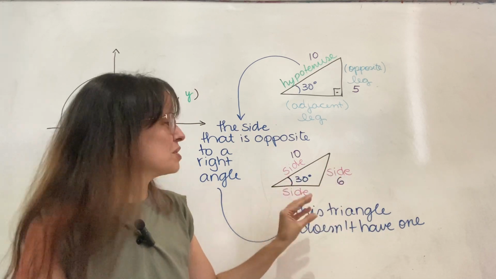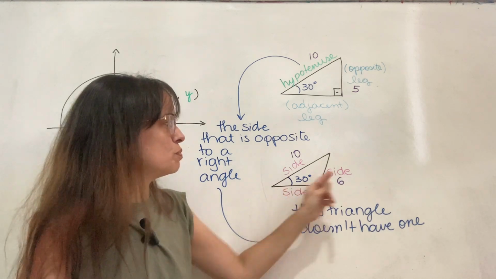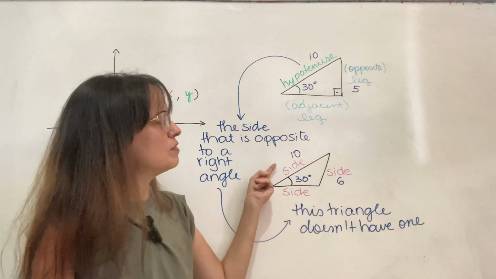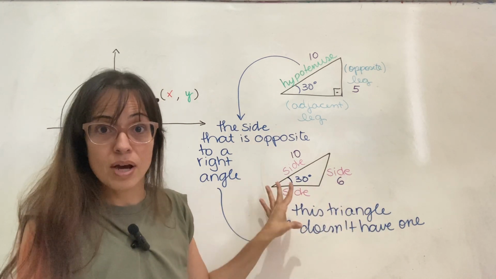It's not the 30 that is wrong or the half. What's wrong is expecting the half to be 6 over 10, because this is not an opposite leg and this is not a hypotenuse, because this is not a right triangle.